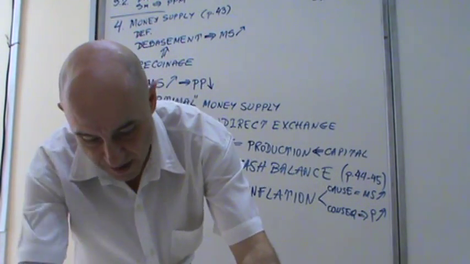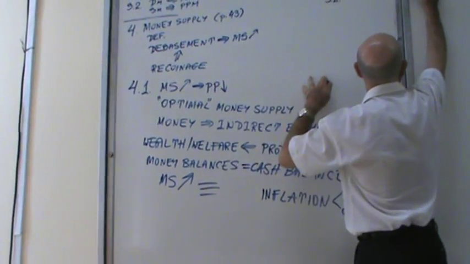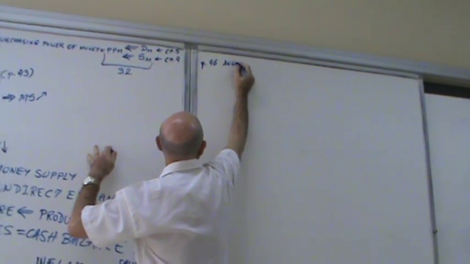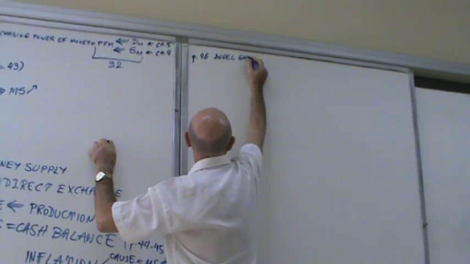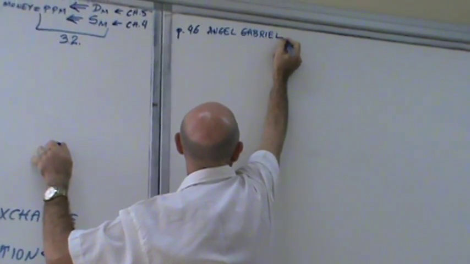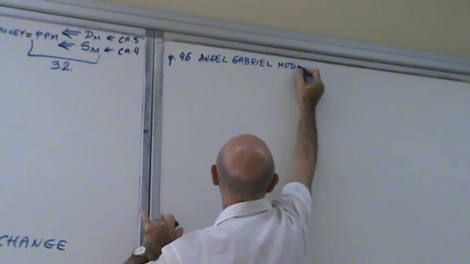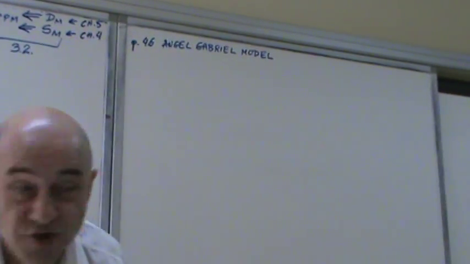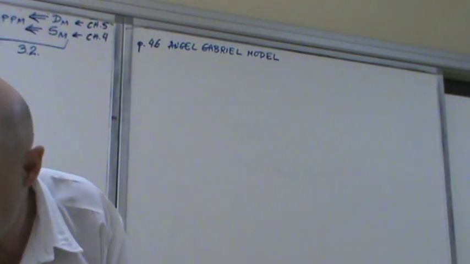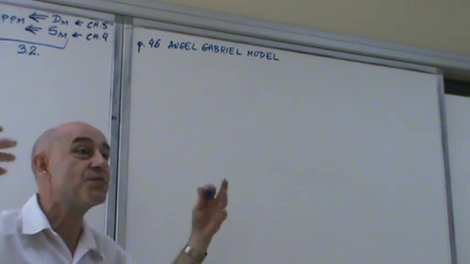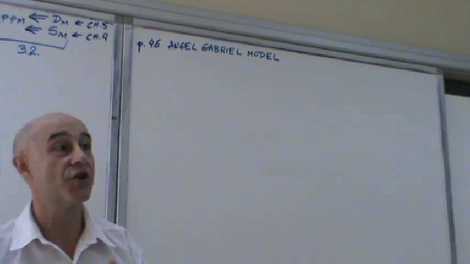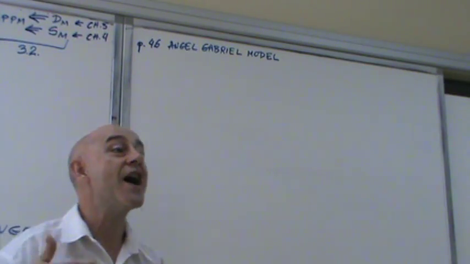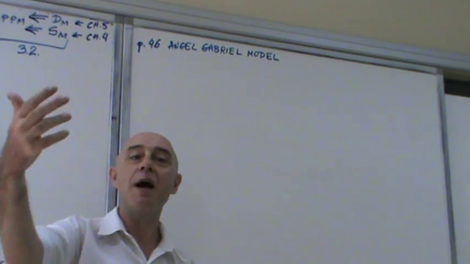It's very simple, that's page 46. Page 46 is known as the Angel Gabriel model. Angel Gabriel model, that's on page 46, the very first line. Simply, the angel Gabriel is, you know, part of Christian culture or Christian religion. Suddenly he says, oh, I'm a nice, good spirit. I will help everybody and I will double the amount of your money.